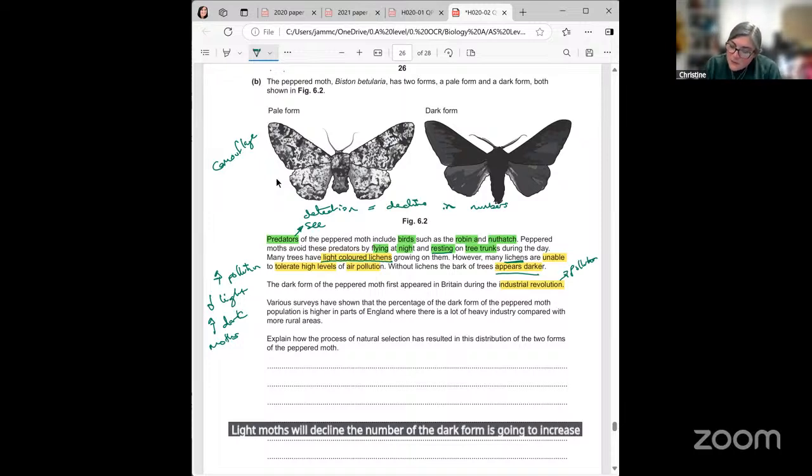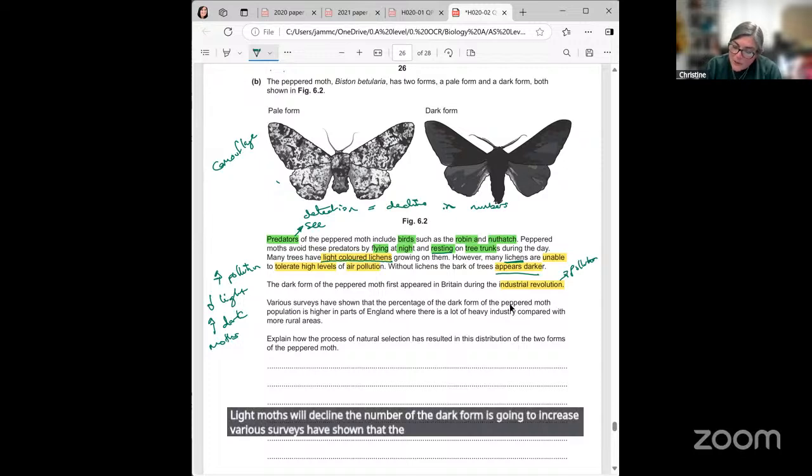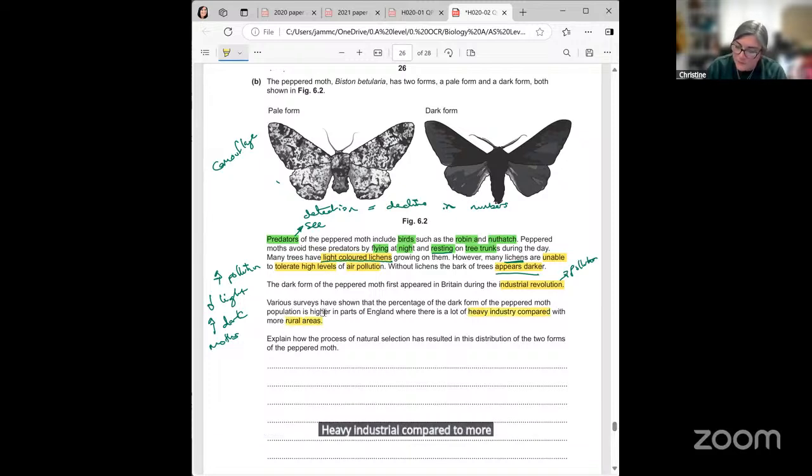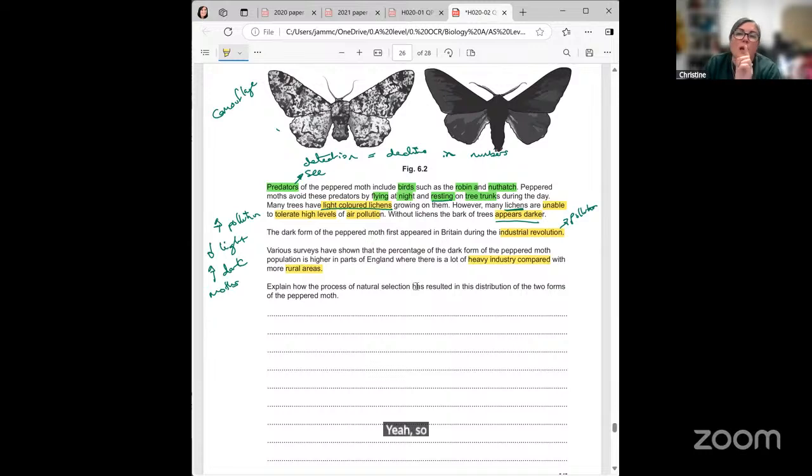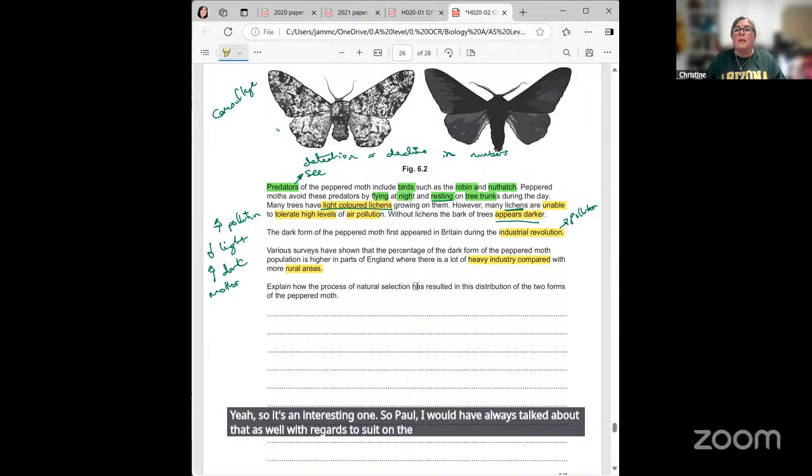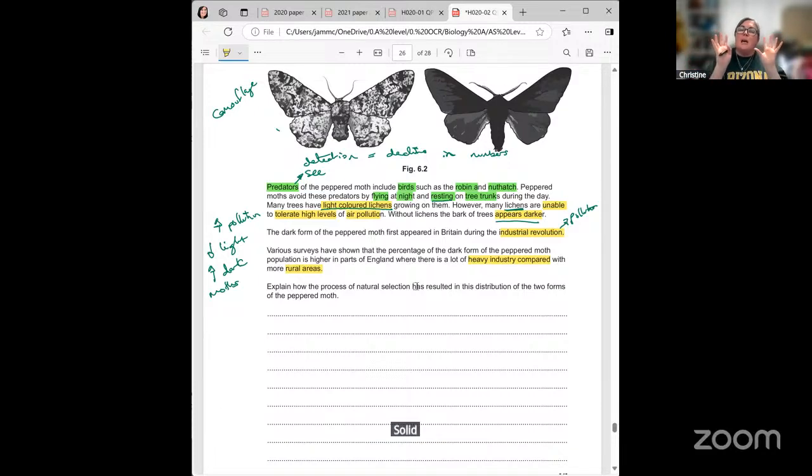Various surveys have shown that the percentage of the dark form of peppered moth population is higher in parts of England where there is lots of, well, that's obvious, heavy industrial compared to more rural areas. And here we go. Yeah, so it's an interesting one. So Paul, I would have always talked about that as well with regards to soot on the bark of the trees. It would also be a way in which it would help if the soot or the solid particles are actually binding to the tree. That would help with the camouflage because it would coat the tree trunks.